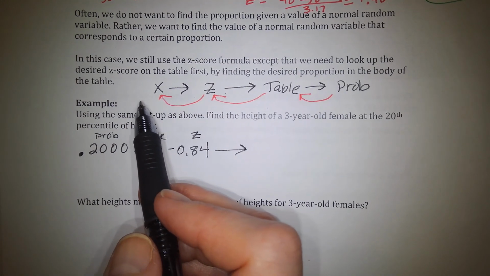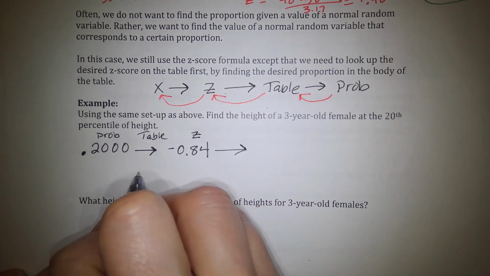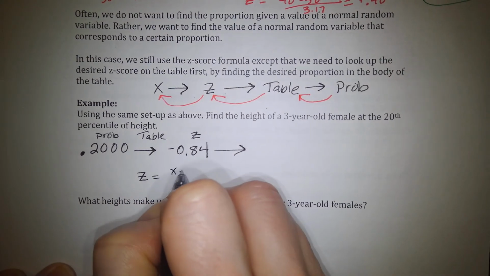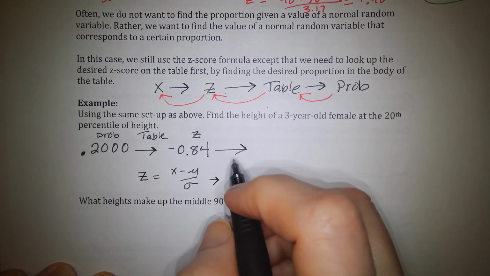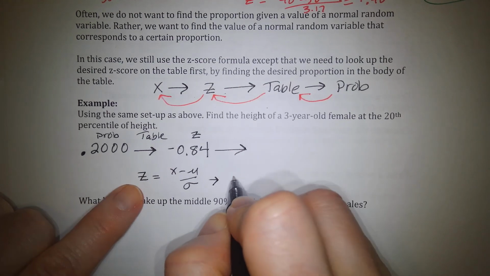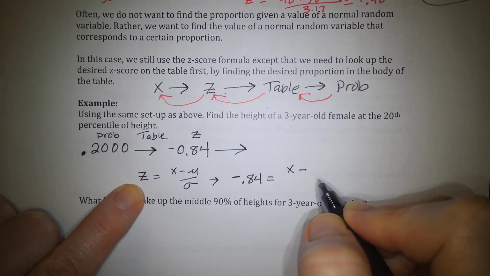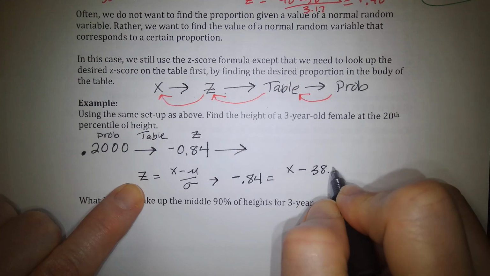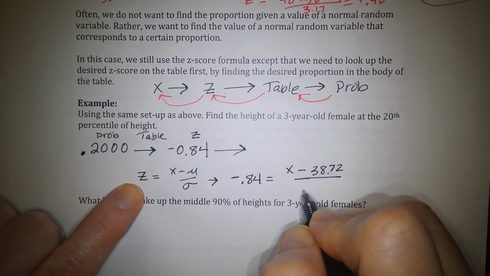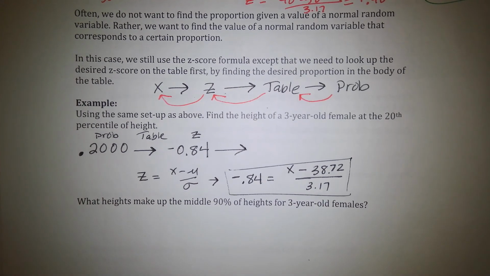In order to convert that into an x, I have to use the formula. Remember, z equals x minus mu over standard deviation. Well, let's plug in what I know. This time I know the z-score, which is negative 0.84, but I don't know x. This time I'm looking for the x on the right-hand side of the equation. So look at this here. I have an equation which I need to solve. So we're going to use our algebra skills to solve for this.